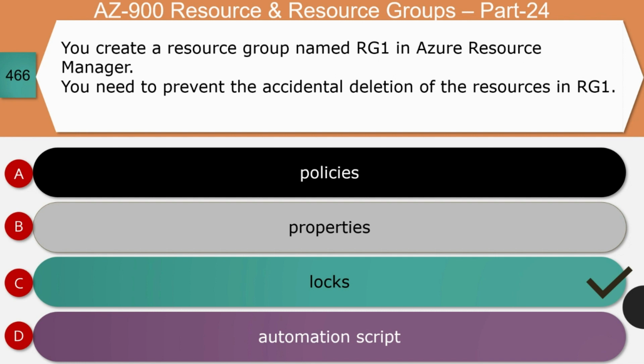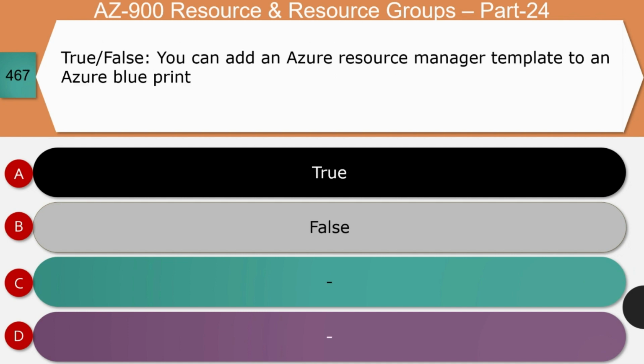As we have seen in the previous question, let's see the reason. You can configure a lock on your resource group to prevent the accidental deletion. As an administrator, you need to lock a subscription or resource group or a resource to prevent other users in your organization from accidentally deleting or modifying critical resources. Next question, true or false?